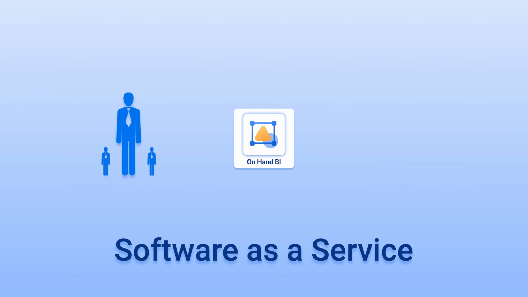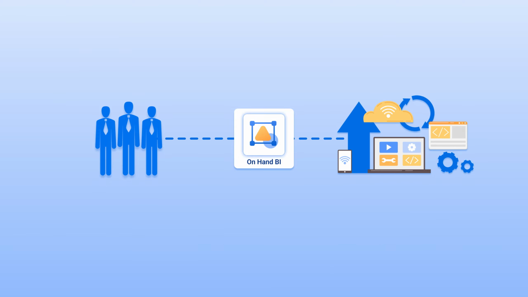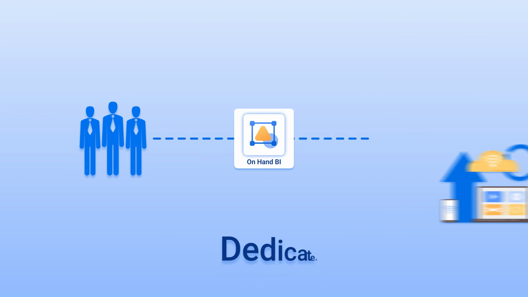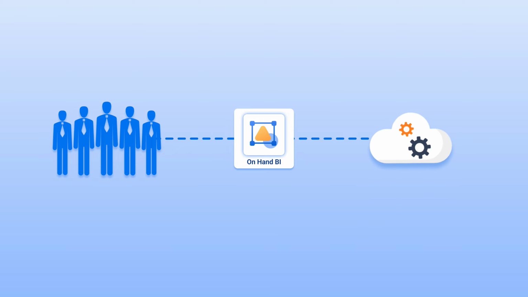On-Hand BI offers solutions tailored to different business needs. Software as a service. For small and medium businesses, On-Hand BI provides a SaaS model, offering an affordable, scalable solution that reduces costs while optimizing resources. Dedicated server for large enterprises. Large companies can opt for a dedicated server, with a separate server set up exclusively for them.